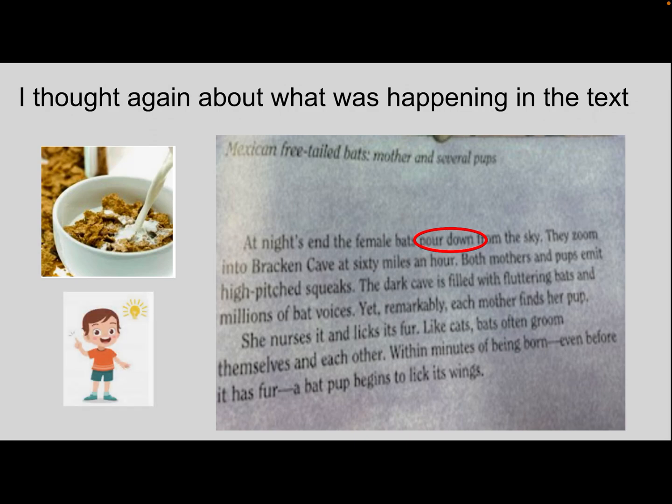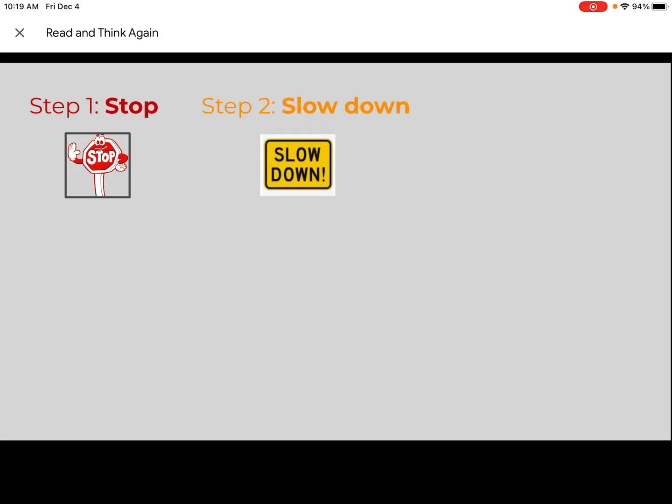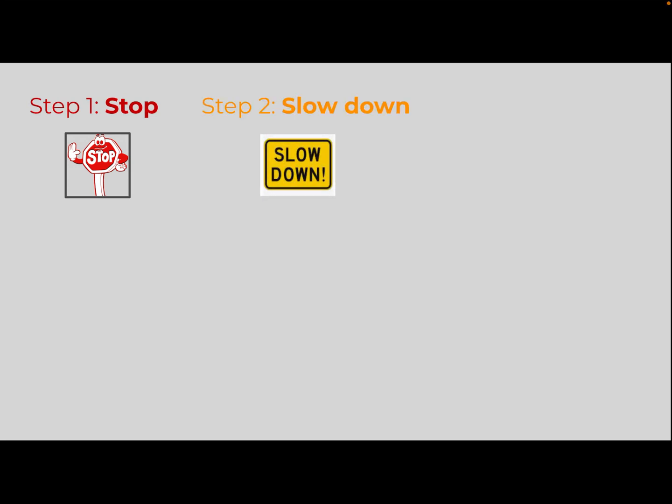Looking at the picture and thinking about the author's words helped me to understand what was happening in the story. So, when you're reading something and it doesn't make sense, make sure you follow these steps. First, stop and realize that you're confused. Next, slow down. Don't keep reading the story.